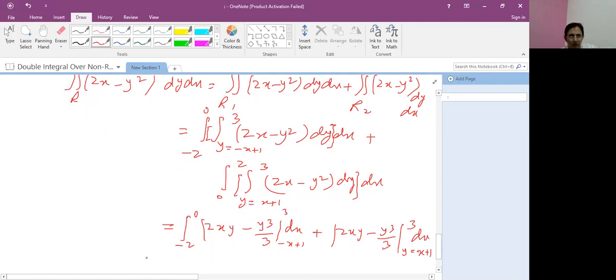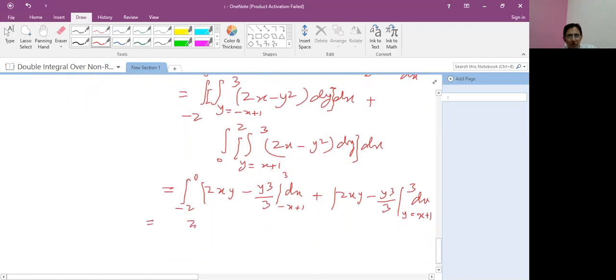So when we put here, student, upper and lower limit, the integral should be 2 times x into 3 minus 27 over 3, it means 9, when we are applying the upper limit, and when we apply the lower limit, it is 2x times minus of x plus 1, minus minus x plus 1 whole cube over 3 for the first integral.